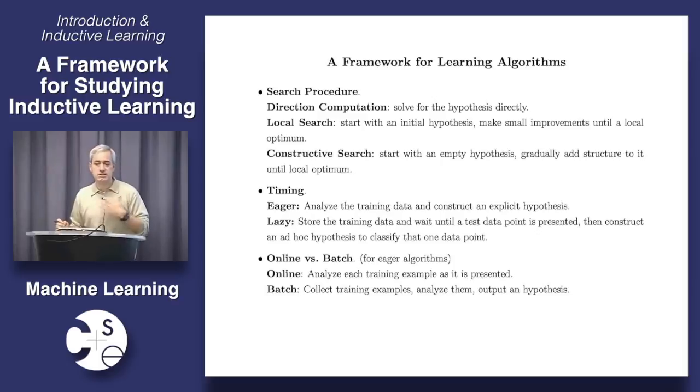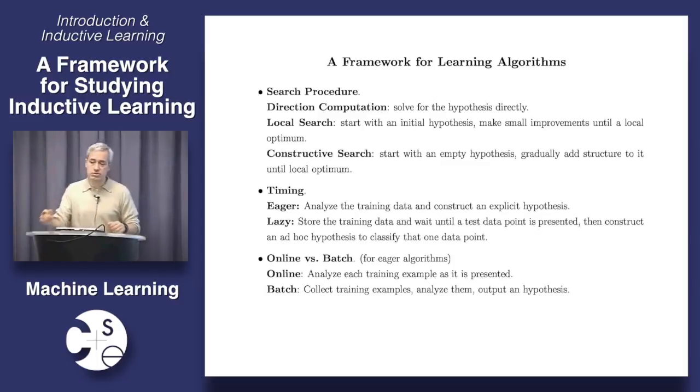Some representations are natural in themselves to one or the other, like instance-based learning, which is the quintessential lazy algorithm, right? I just remember the examples, and when a new one comes along, I find similar ones. But there are really lazy and eager versions of any algorithm that you might want to think of. Like there are lazy versions of decision tree learning, for example.